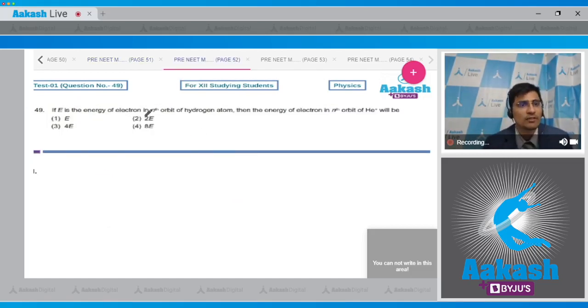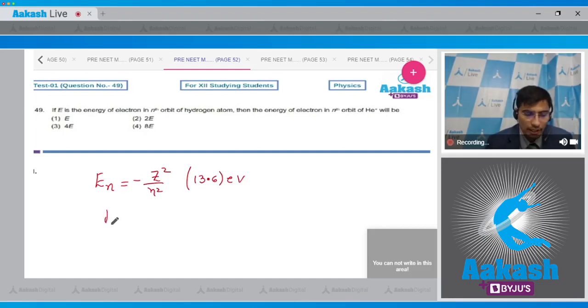Question 49 says E is the energy of the electron in the nth orbit of the hydrogen atom. Then the energy of the electron in nth orbit of the He plus will be. Now, dear students, the energy in any nth orbit is given as minus Z square by n square into 13.6 electron volt.